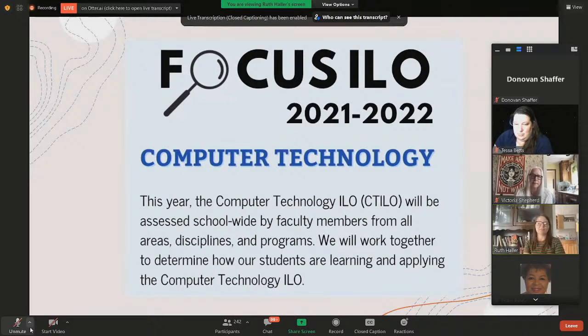And again, computer technology. You'll be getting emails from Castle, from Vicki about different workshops, events, forums, things we'll be hosting this year to get everybody familiar with this ILO and to give you ideas of how it can be assessed in your various programs and courses.